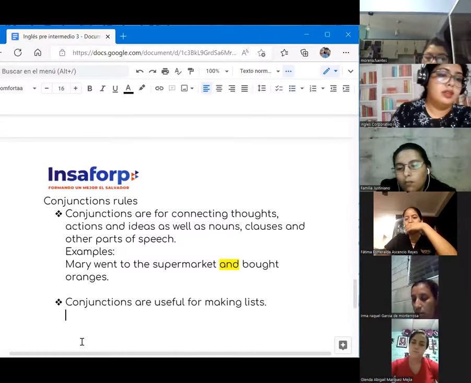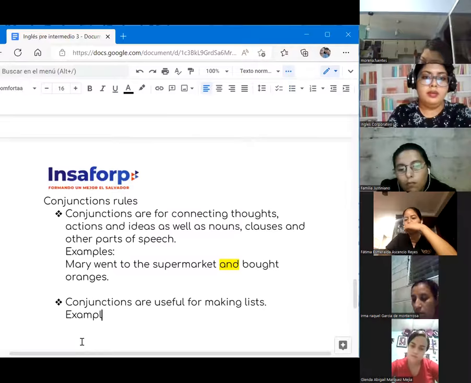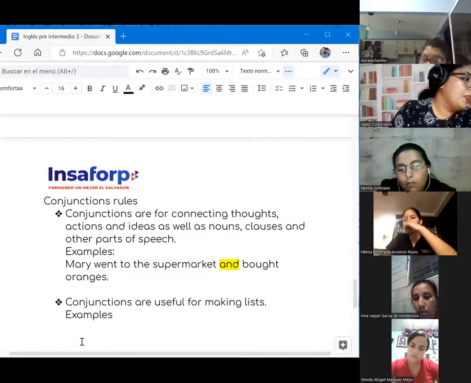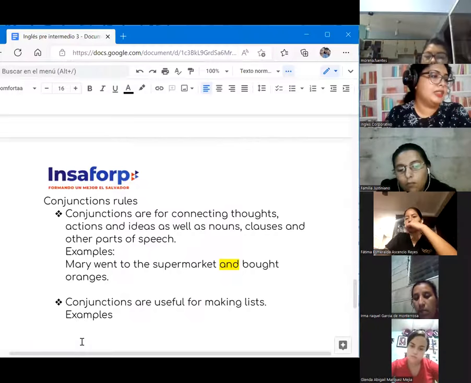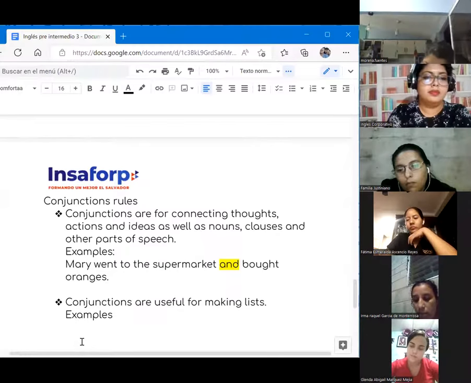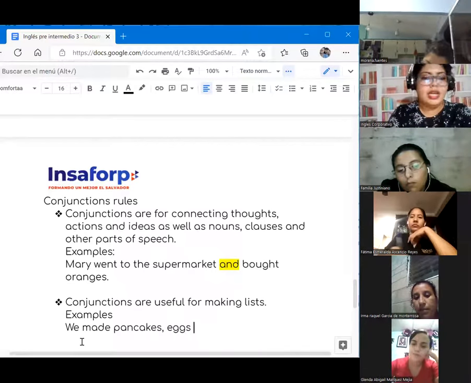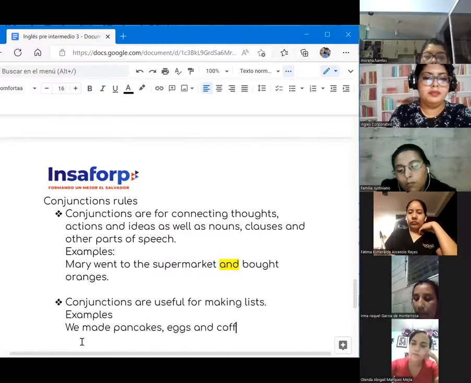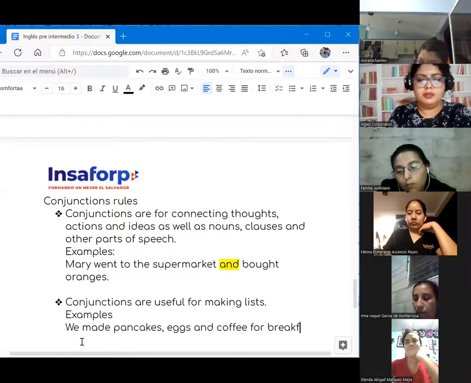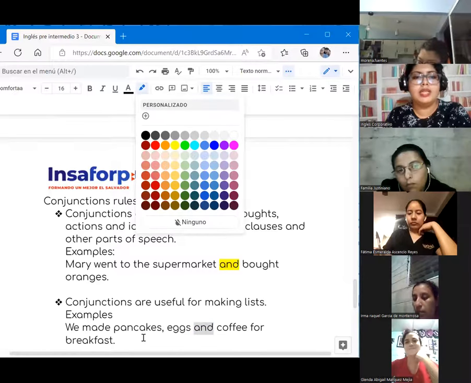Examples. We have here, we made pancakes, eggs, and coffee for breakfast. Again, we are using and.